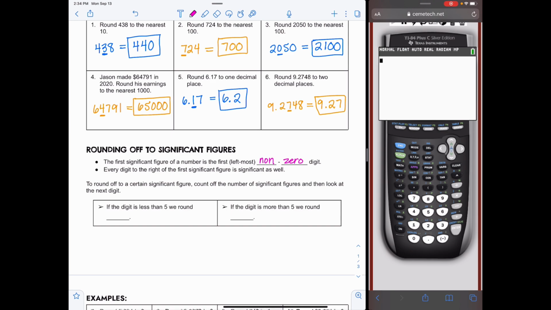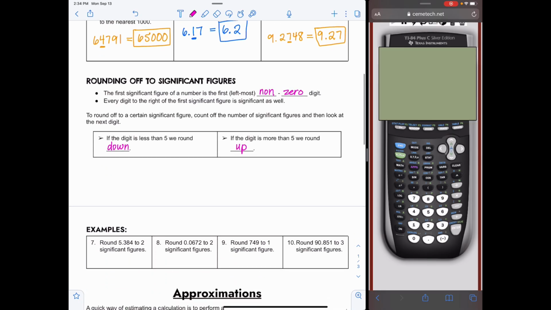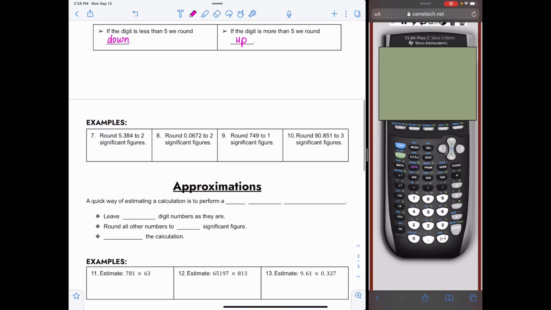Once we identify the significant figure where we want to round to, then we use our regular rounding properties, which state that if the digit is less than 5, we are going to round down. If the digit is more than 5, we are going to round up. So let's look at some examples in action.